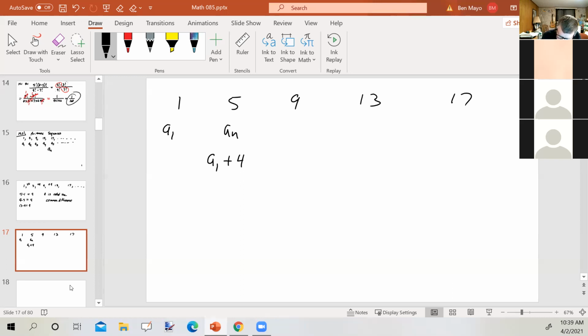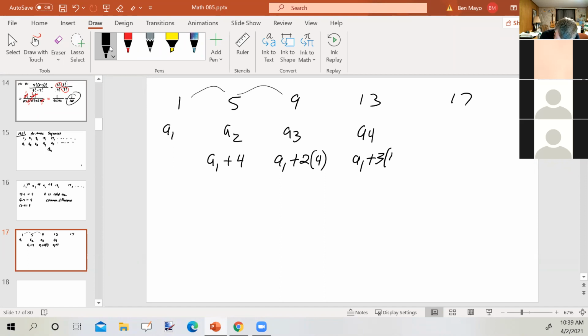The third term, hang on a second here. I see that I wrote something I should have said. This is A sub 2. So A sub 2 is A sub 1 plus 4, right? A sub 3 is A sub 1 plus 2 times 4, because we've got 1 plus 4 is 5, plus 4 is 9. Okay? A sub 4 would be A sub 1 plus 3 times 4. A sub 5 would be A sub 1 plus 4 times 4. Again, do you see where I'm getting that?